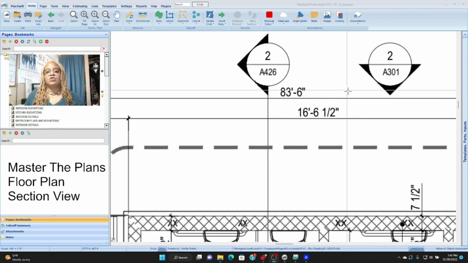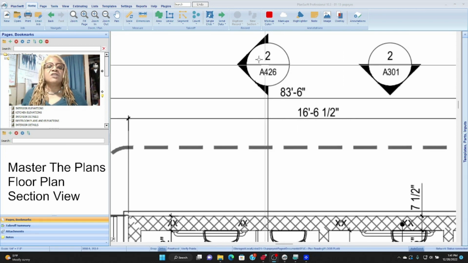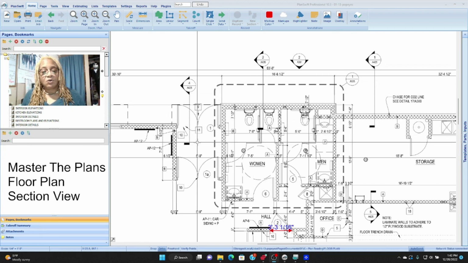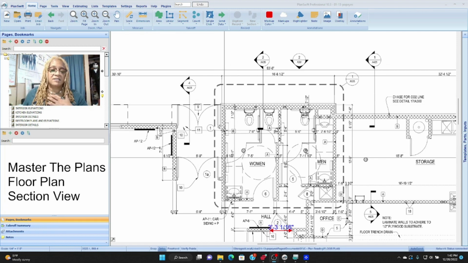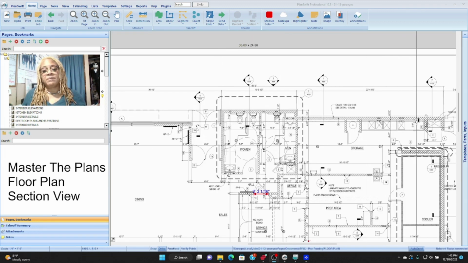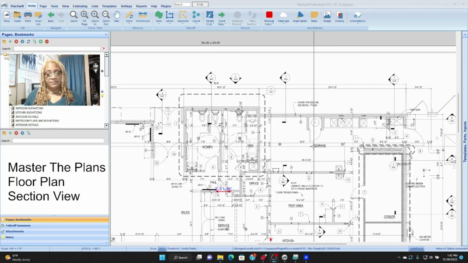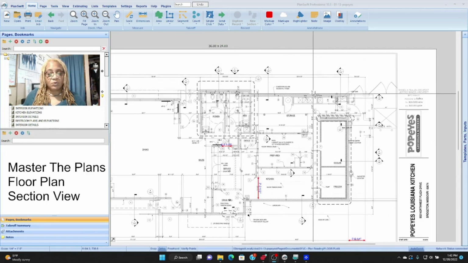on page A426. And so we can see here that the leg of that section view marker is typically always going to go through the section of wall that it is referencing. And so what I'm going to assume when I'm looking at this is that the wall at the door is going to be built different than the wall... Well, of course it is because it's the door. It would be built differently than the wall at the bathroom, which would be built differently than the wall at the back of the house.